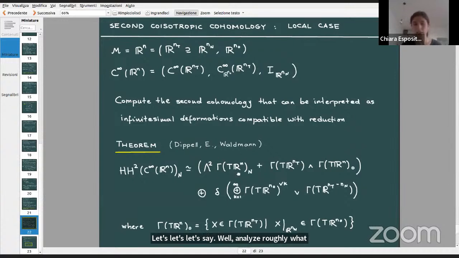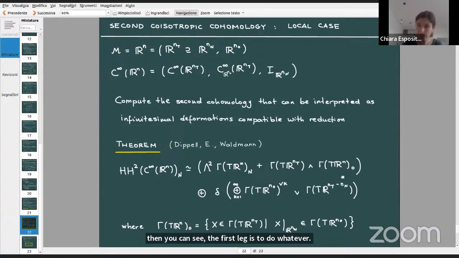First piece, no surprise at all: bivector fields, as expected. Which bivector fields? The two legs of the bivector field are on the normal component, so they are compatible with reduction. So this is very expectable. But then we already have something funny here, because we again have a bivector field, but you can see the first leg is simply whatever.